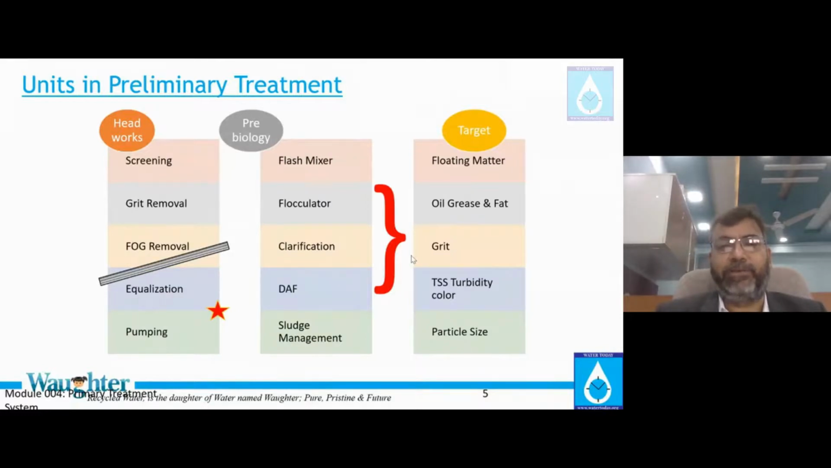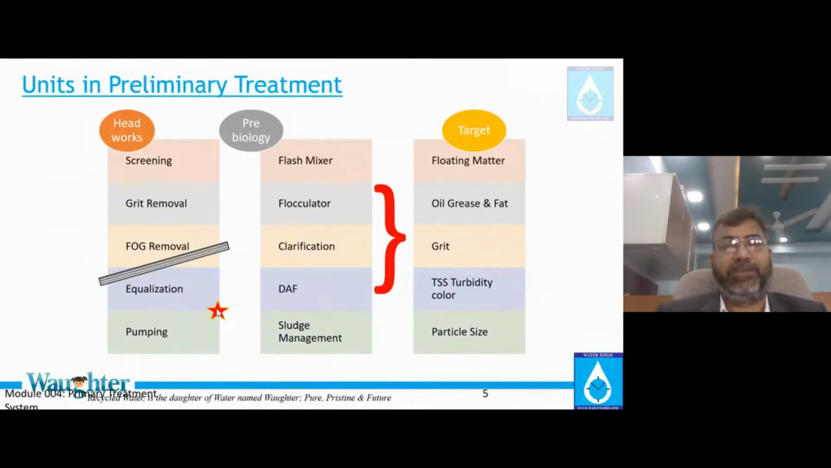Then what we are targeting ultimately is your floating matter, oil and grease, fat, grit, TSS, turbidity, a lot of particle size comes into the picture, and a whole lot of equipment is going to follow pre-biology, which is flash mixer, flocculator, clarifiers, typically a DAF, and some kind of sludge management. Now, what is the meaning of this black line here? The meaning of this black line is that it is preferred that from this point onwards, star onwards, the entire system is working on a constant flow.